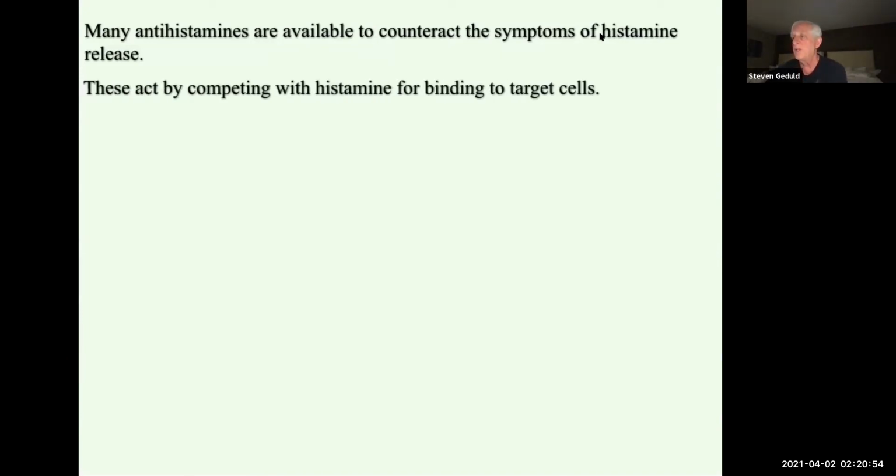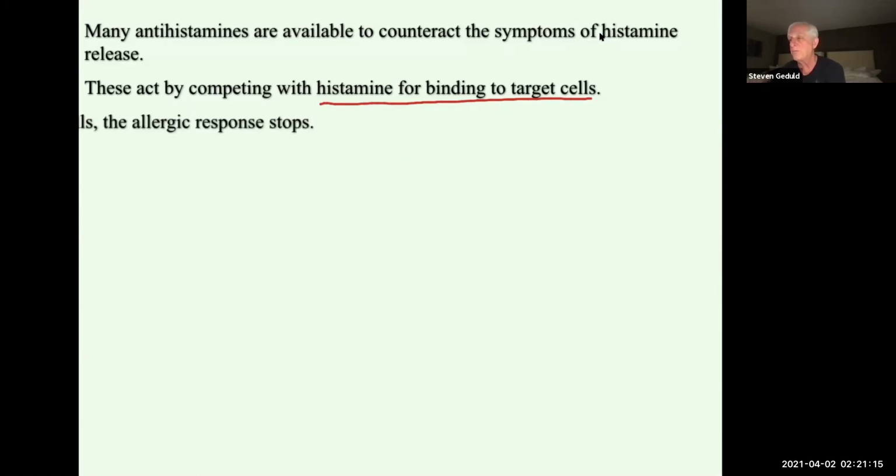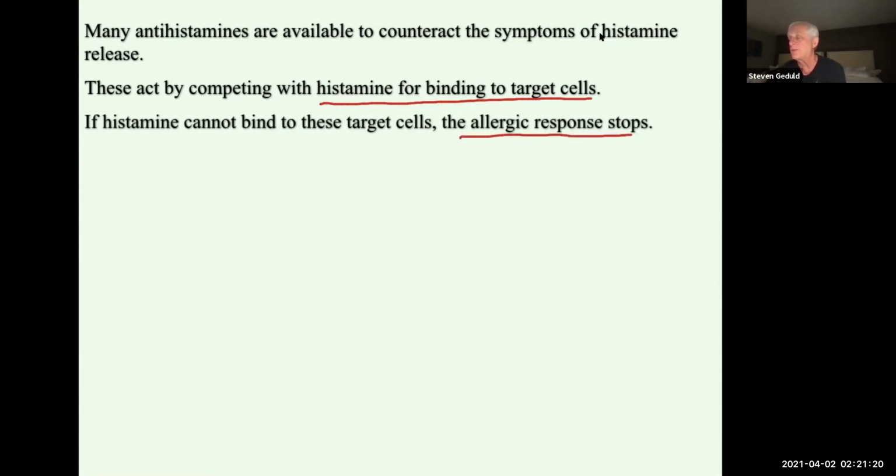Okay, so many antihistamines are available to counteract the symptoms of histamine release. These act by competing with histamine for the binding site on target cells. When histamine binds to the target cells, it causes that reaction, the rash, the red eyes and all that. If you have something there that binds to that target cell so histamine can't get to it, then you don't have that reaction. That's an antihistamine. That's how it works. It binds or competes with the target cells that the histamine wants to bind to. If histamine cannot bind to these target cells, the allergic response stops because it can't get to them.